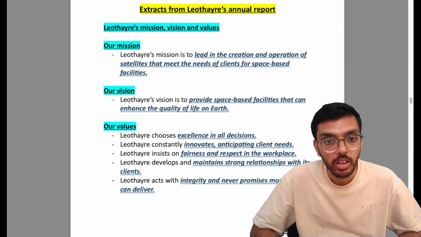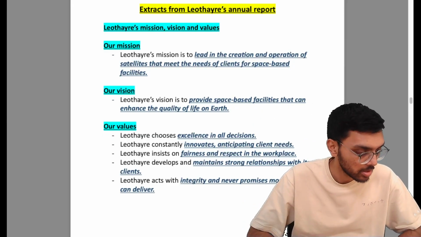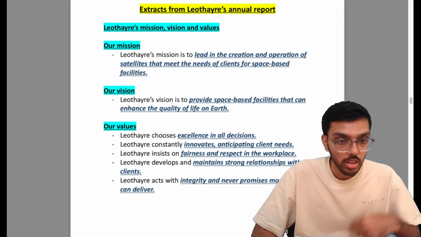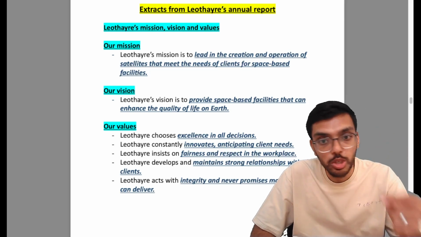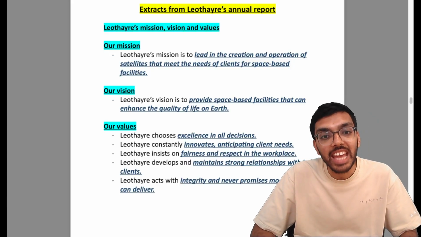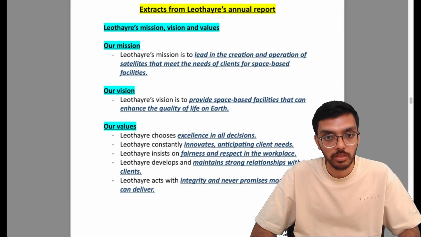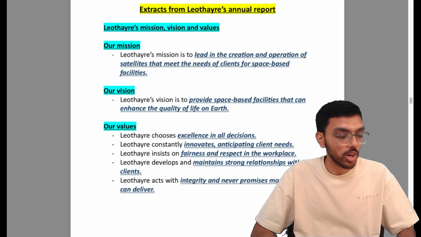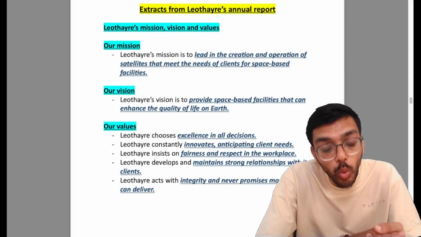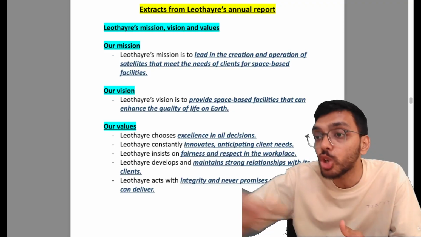Second, vision. Vision is something that we want to achieve in the future. Leothayre's vision is to provide space-based facilities that can enhance the quality of life on Earth. So, we want to do something that can enhance the quality of life on Earth. So, this is what we are moving towards.